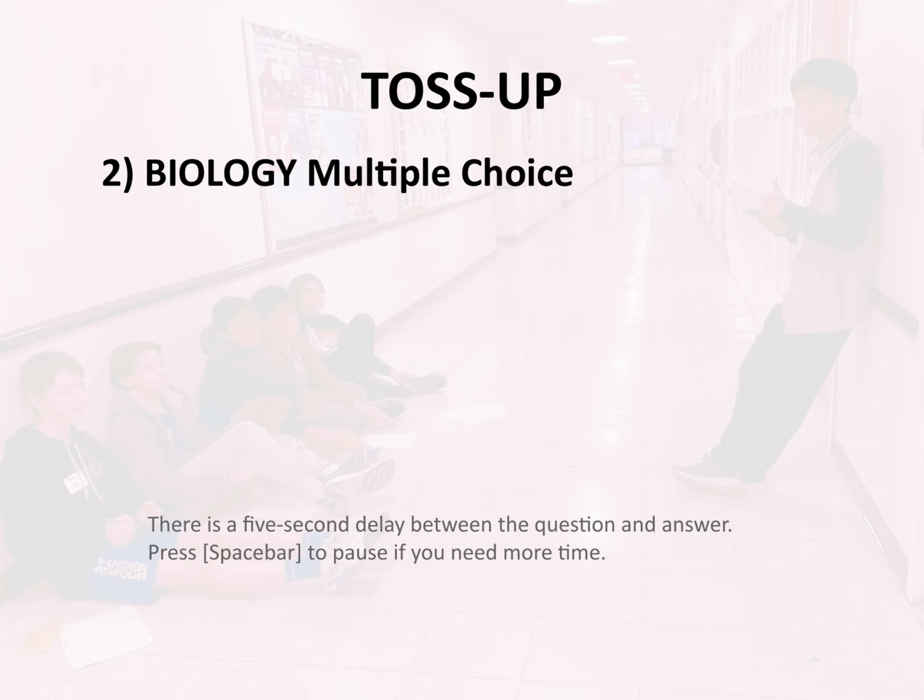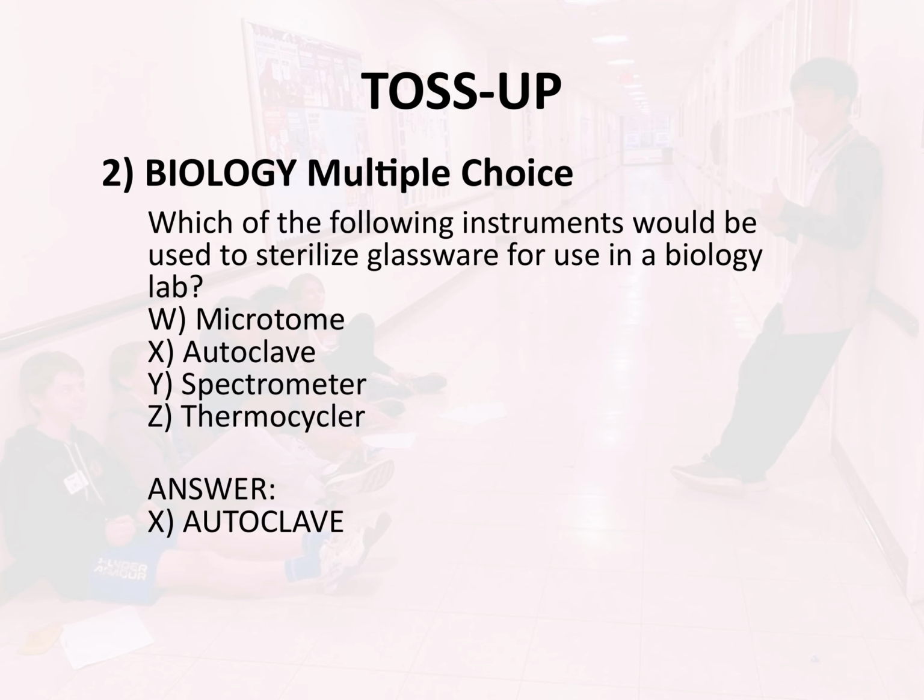Toss-up 2. Biology. Multiple choice. Which of the following instruments would be used to sterilize glassware for use in a biology lab? W. Microtome. X. Autoclave. Y. Spectrometer. Z. Thermocycler. Answer: X. Autoclave.